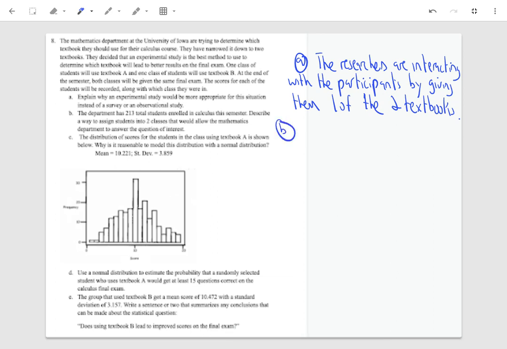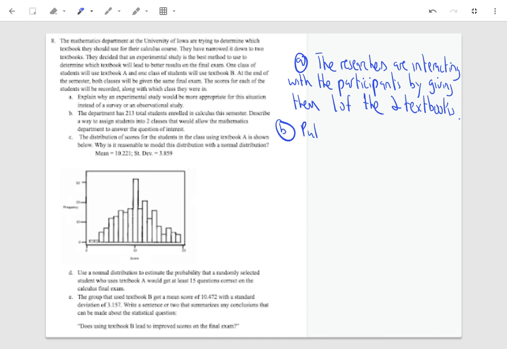B. The department has 213 total students enrolled in calculus this semester. Describe a way to assign students into 2 classes that would allow the mathematics department to answer the question of interest. Again, we want it to be random. So we could use the hat example.